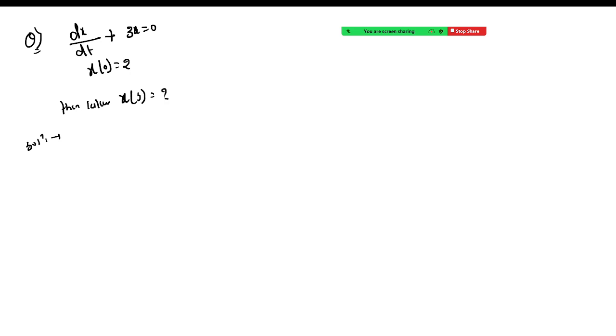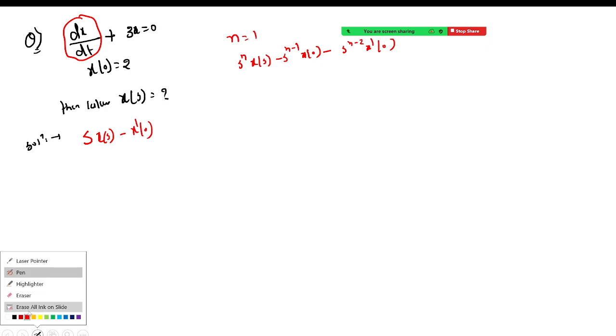Anyone has solved it? So this is very simple. How can we solve? Since this is a first order differential, you have to write sX(s) minus x(0), n equals 1. So I can write s to the power n X(s) minus s to the power n minus 1 x(0) minus s to the power n minus 2 x'(0). Sorry, so here it will be x(0). Fine, so this is the thing that we can write over here.